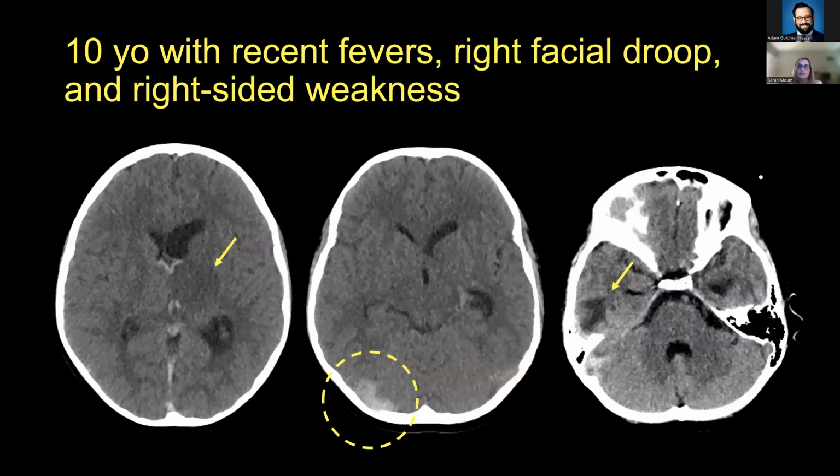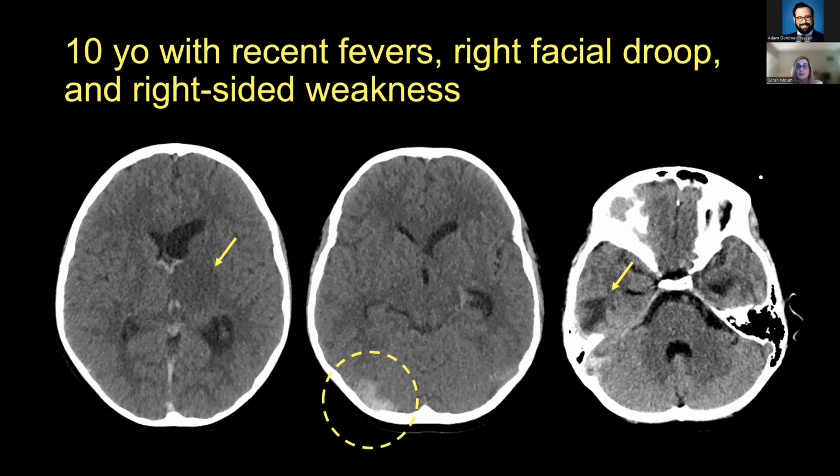So we've discussed ischemic and hemorrhagic stroke in children. Let's briefly discuss and describe the other subtypes of childhood stroke. This is a 10-year-old with recent fevers presenting with right facial droop and right-sided weakness.